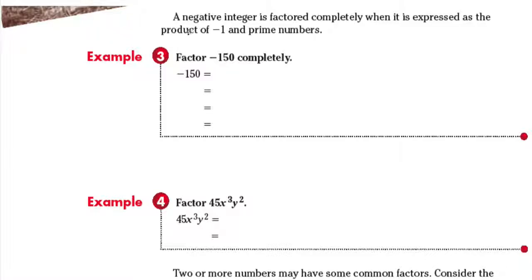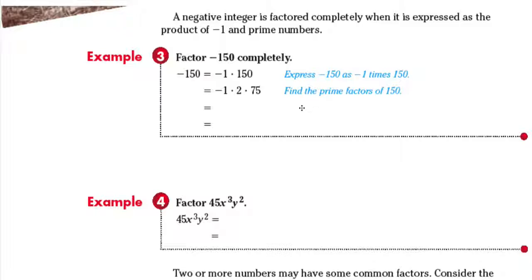So a negative integer is factored completely when it expresses a product of -1 and prime numbers. So when you want to factor -150 completely, first you need to factor out -1. Okay, and then we can factor it completely. So -150 factored completely, we need to factor out -1 first. So this is -1 times 150. It'll give you -1 times 2 times 75. Find the prime factors of 150.